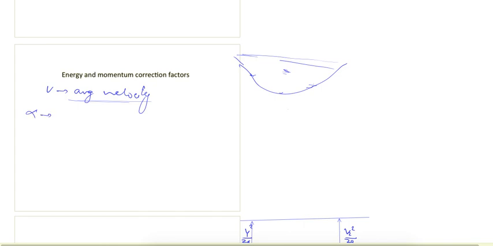First is alpha, that is the kinetic energy correction factor, and beta, which is the momentum correction factor. So let's find out.